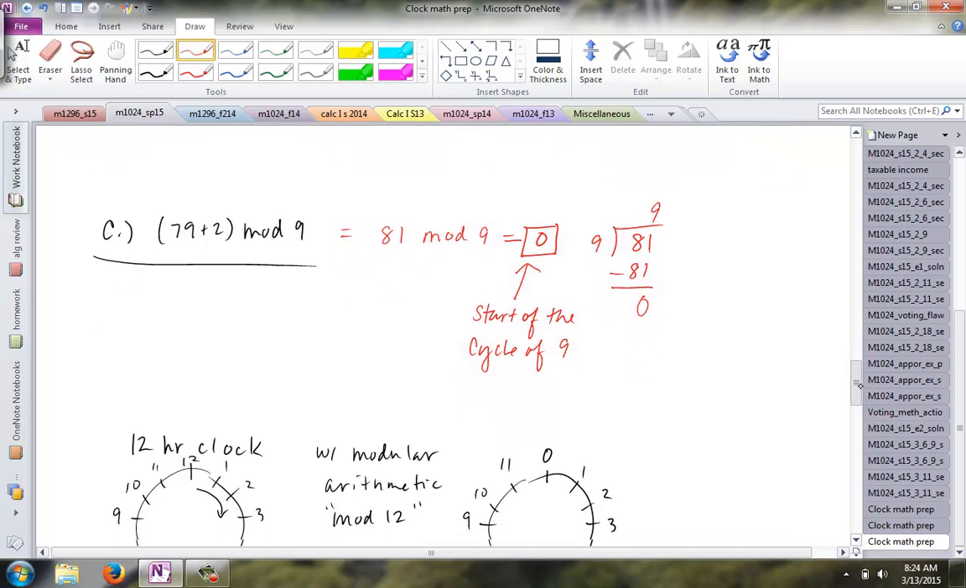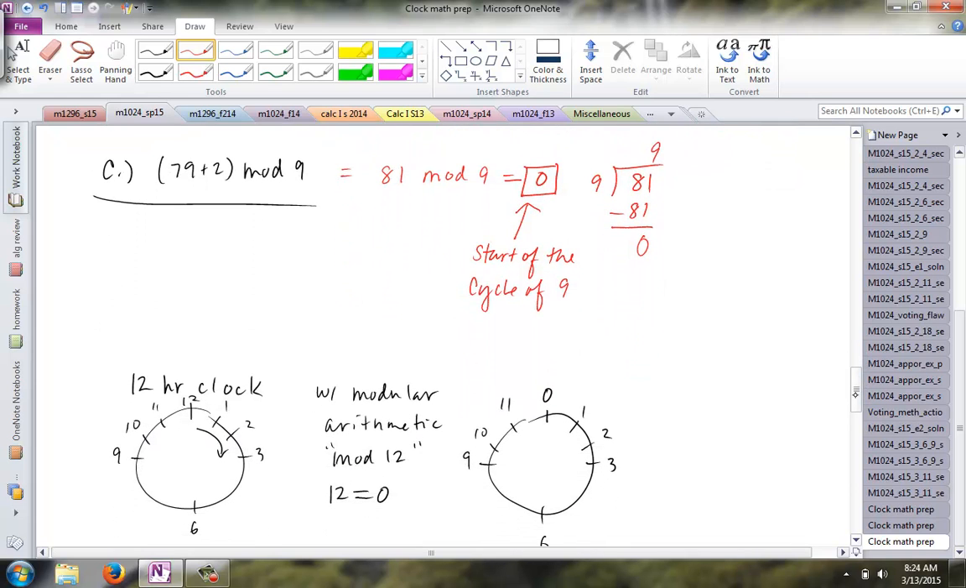So I drew a little picture down here to kind of illustrate what I was just talking about. On our clock, we're calling this clock math, we label, instead of labeling the start 0, we label it 12.